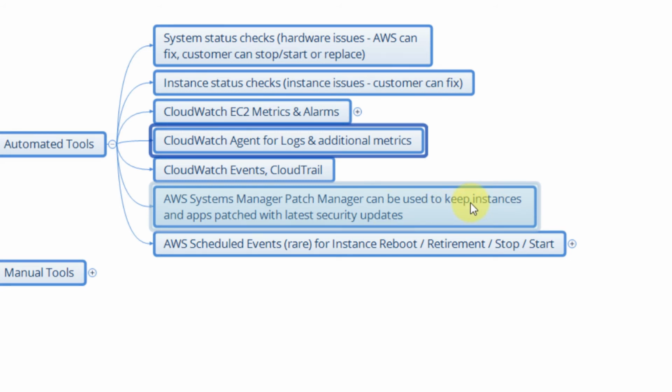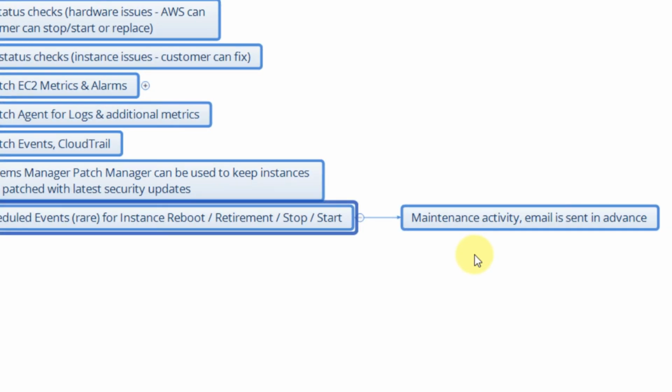Now, this is unusual and rare, but AWS has a notion of scheduled events. So whenever there is a need for AWS to reboot, retire, stop, or start any instance, it sends an email in advance notifying you of that. And this is essentially a maintenance activity that is done from time to time. For example, if a certain hardware needs to be retired, AWS has to move all the instances off of that hardware.